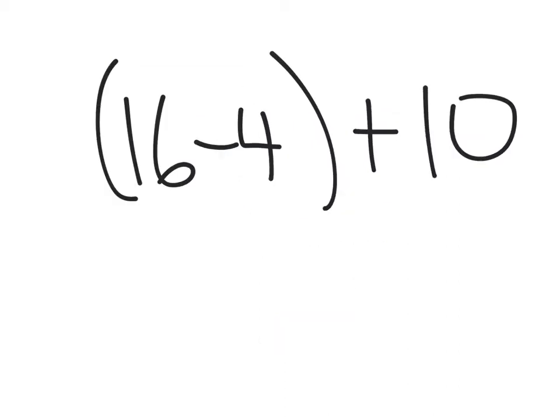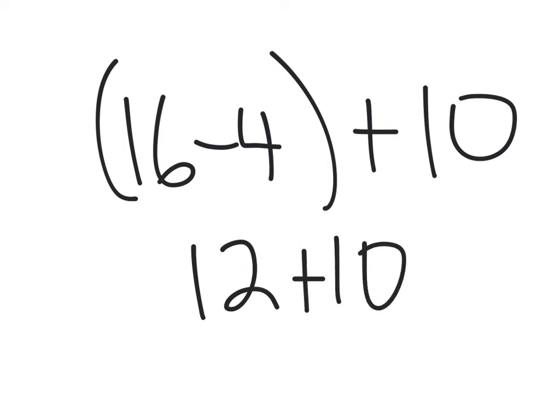All right, here's another one to look at. This one would be open parentheses 16 minus 4, close parentheses plus 10. If I were to solve this one, I'd go through it. 16 minus 4 is in parentheses, so that's going to come first. 16 minus 4 is going to give me 12. And then the adding of 10 would come next. So 12 plus 10 is going to give me 22. Finish with that one.